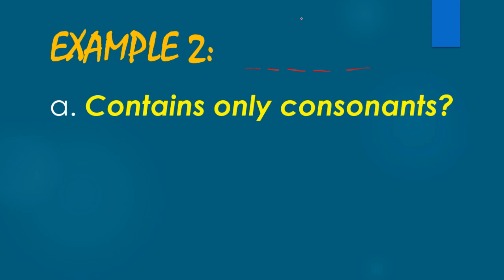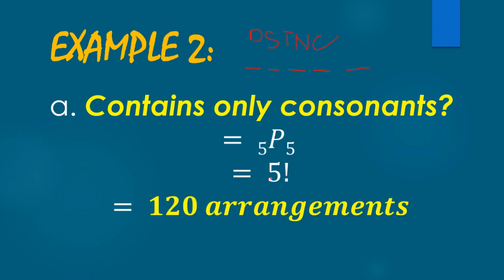So the consonants from the word distance are D, S, T, and C. So actually, we have 1, 2, 3, 4, 5. So there are 5 consonants to be placed in 5 positions. So that would be equal to 5 factorial. Or that is 5P5. That is simply equal to 120 arrangements.